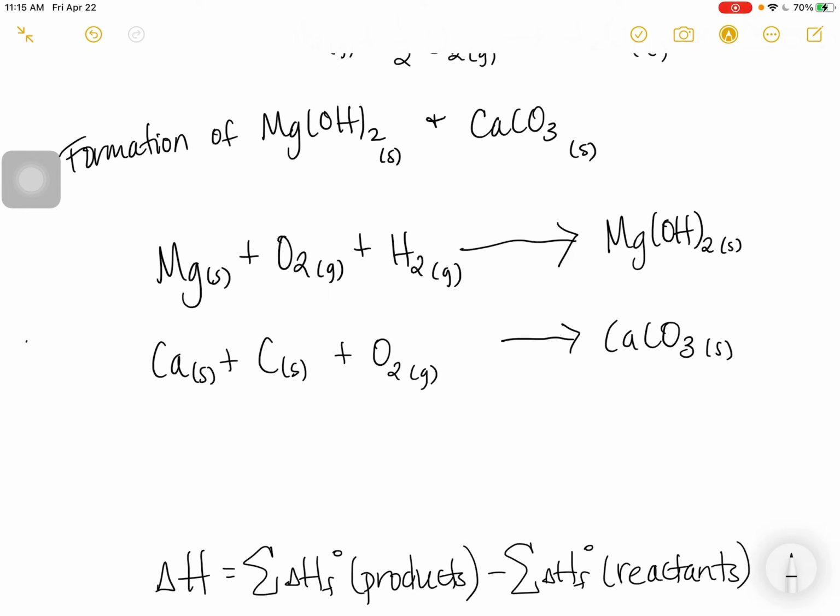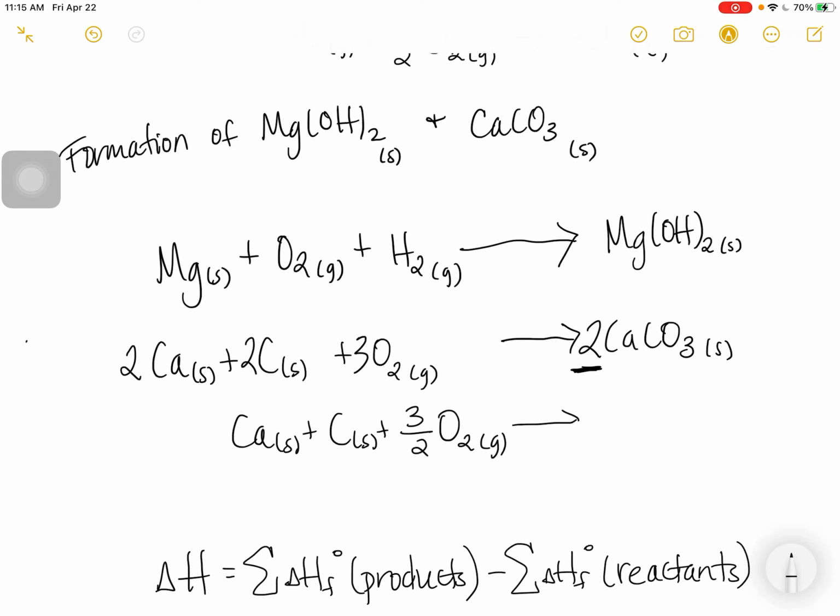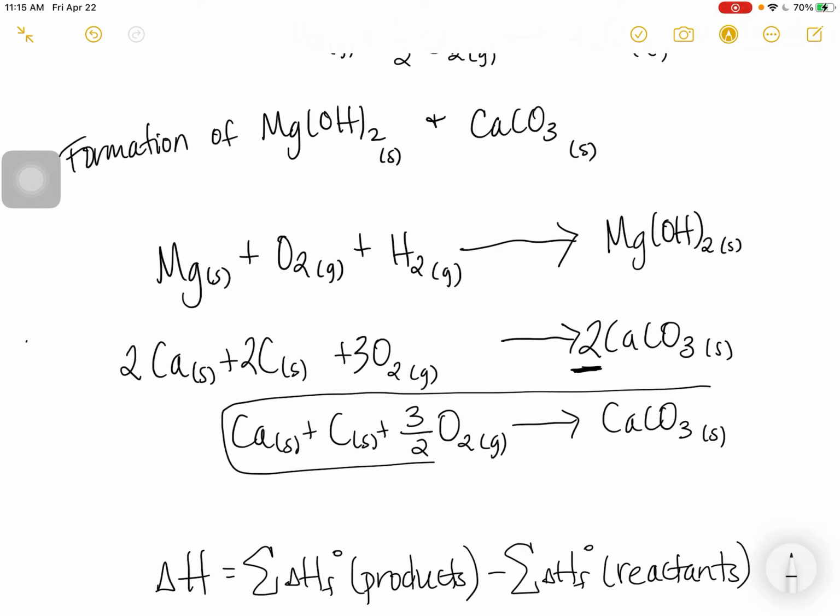I need to balance this reaction, and so if I balance this like we normally balance, the O's causing the problem. I need 2 here, 3 here, and then 2 and 2. However, I cannot leave this reaction like this if I'm attempting to make a formation reaction, and that reason again is because I have formed 2 moles of calcium carbonate. So to get it to formation, I divide everything by 2. That's where that 3/2 comes in. And that is my formation reaction for calcium carbonate.